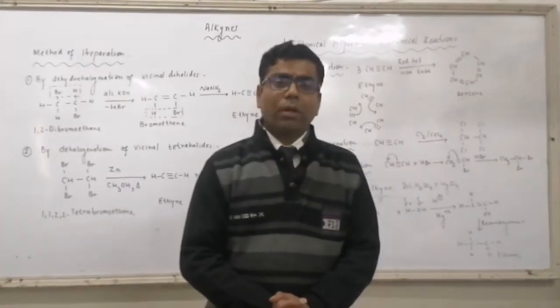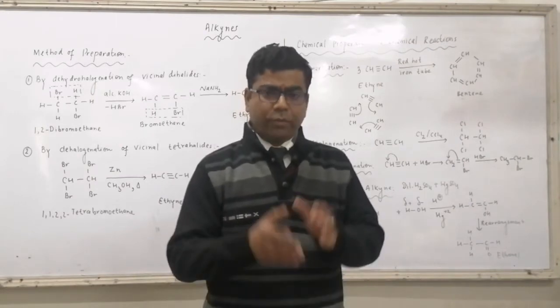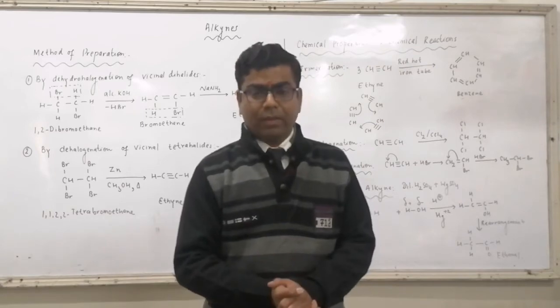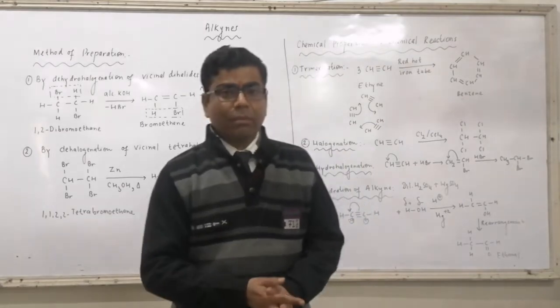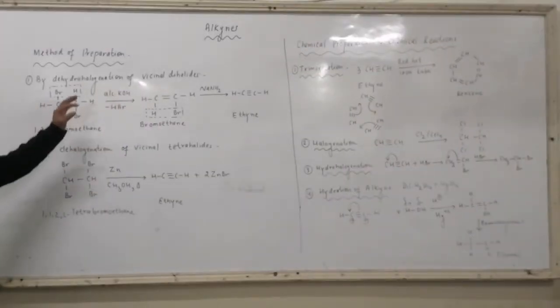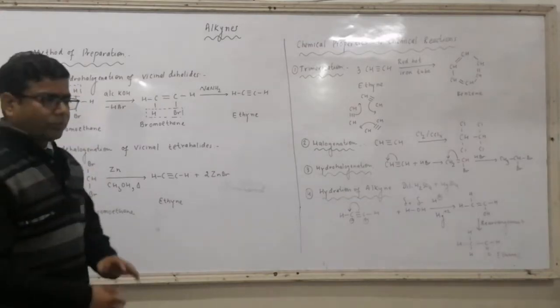Alkynes are also called acetylenes because the first member, that is your ethyne, is commonly called acetylene. Then comes their method of preparation. So here the first method is by dehydrohalogenation of vicinal dihalides.